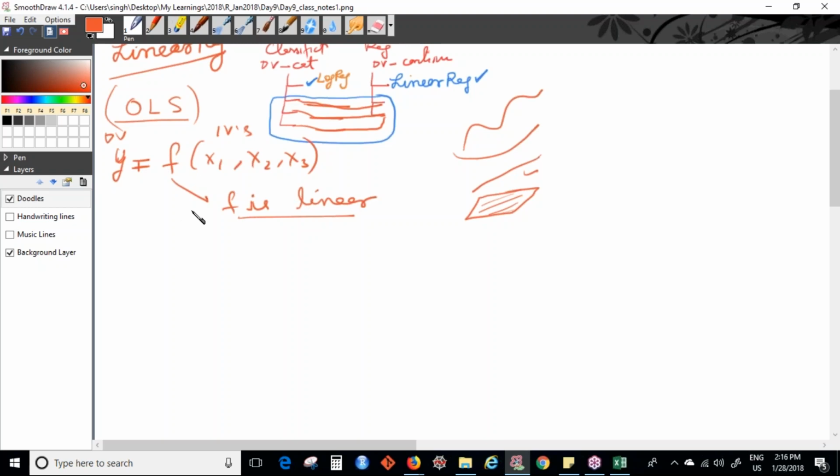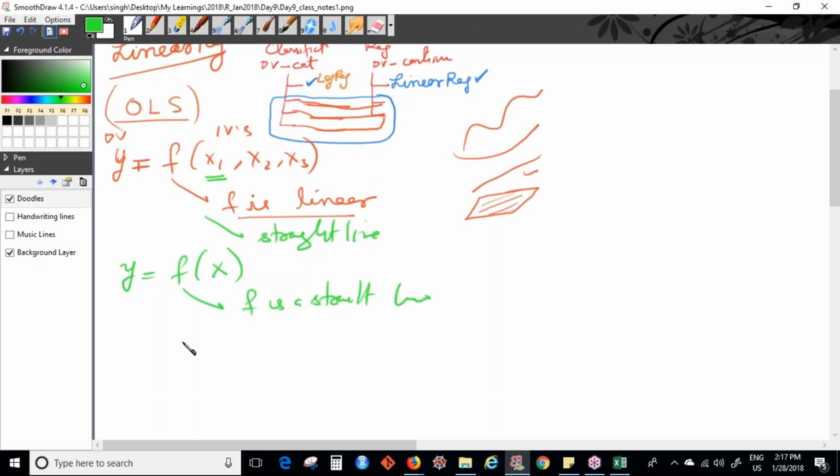When you have just one independent variable, that linear structure will be a straight line. It will be a straight line if you have only one independent variable. So for example, let's say I have only x, then we will assume that f is a straight line.